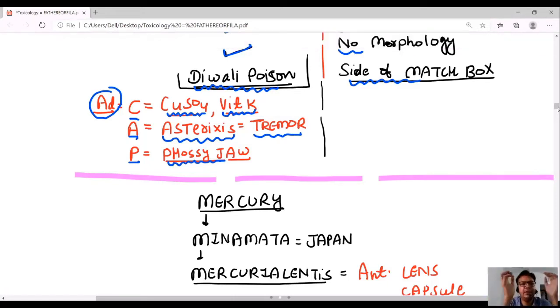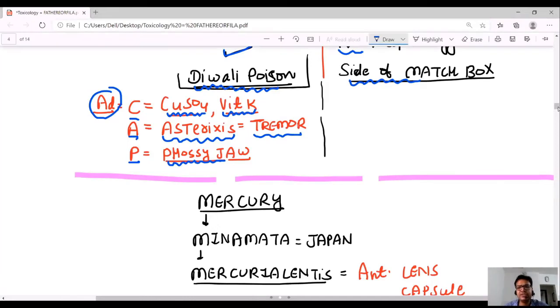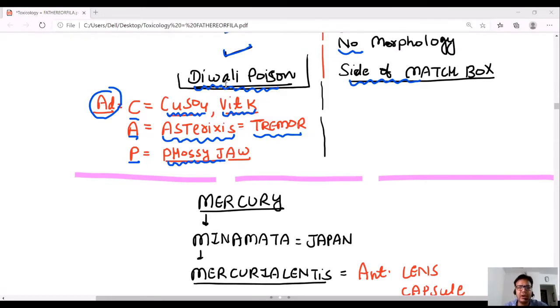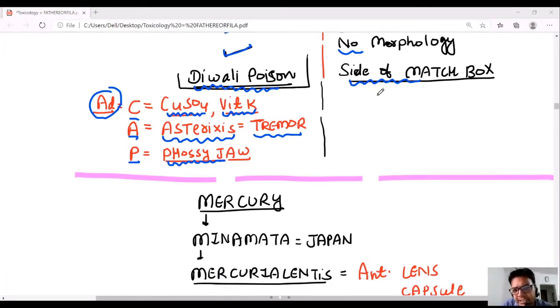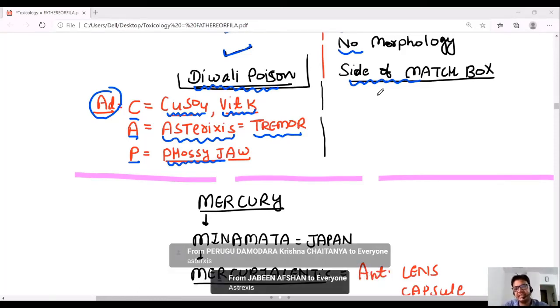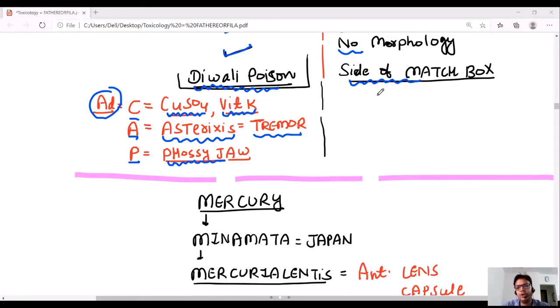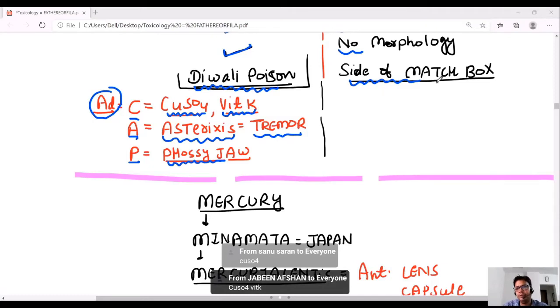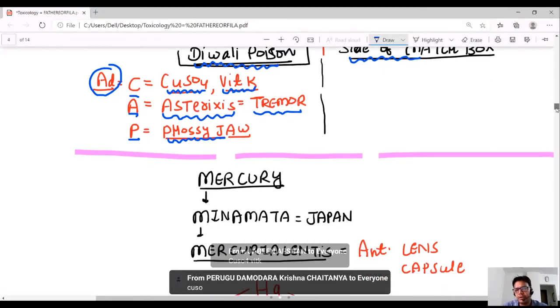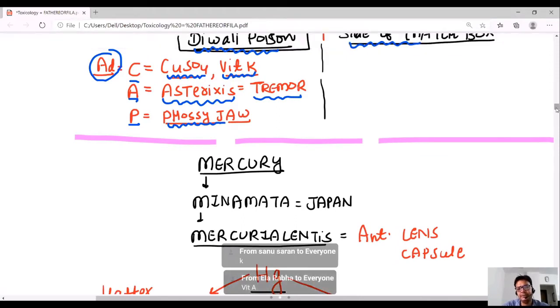Again, I am revising, my dear friend. Now write down. Which is the poisonous phosphorus, white or red? White. What is the tremor in phosphorus poisoning? Asterixis. What is the antidote of phosphorus poisoning? Copper sulfate, CuSO4. Which vitamin is used in the treatment of phosphorus poisoning?